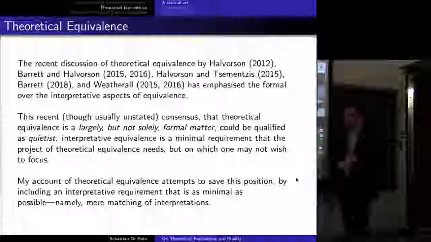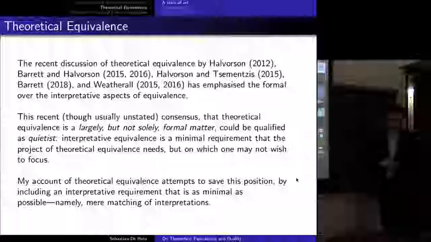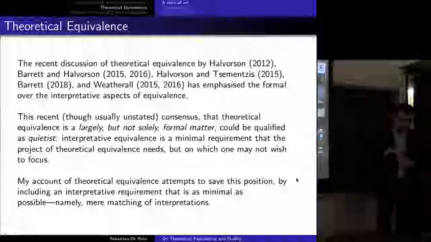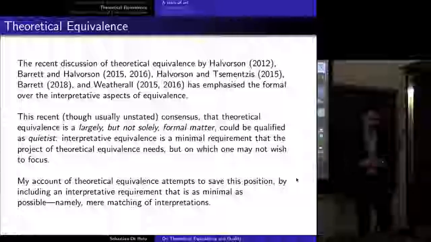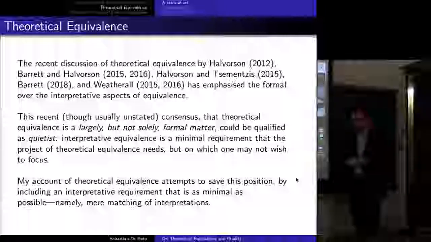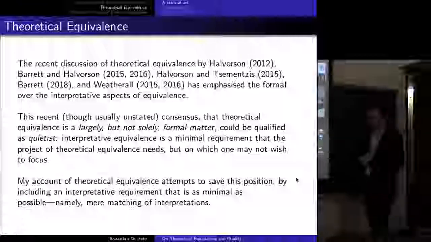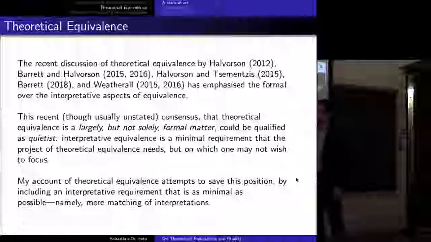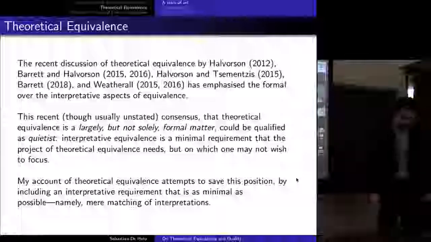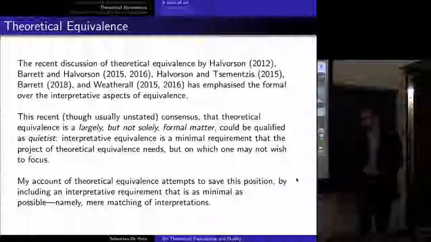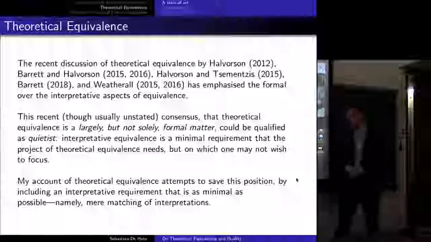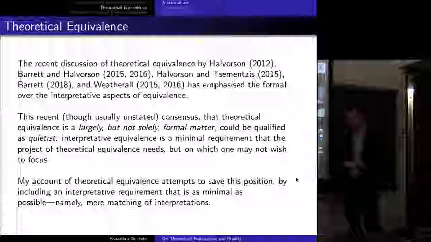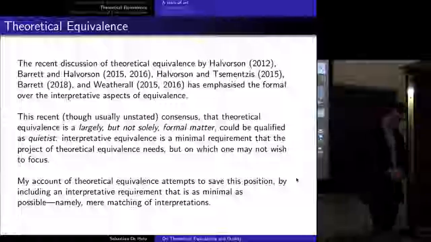So this recent, though usually unstated, consensus that theoretical equivalence is largely formal could qualify as a quietist position, where interpretative equivalence is a minimal requirement that is in the background. The project of theoretical equivalence needs some kind of interpretive requirement, but we are mostly interested in the formal equivalence. So this literature is basically looking for formal accounts of equivalence, and there are different proposals for that. My account of theoretical equivalence attempts to save this position by including an interpretive requirement that is as minimal as possible. Namely, it will be a mere matching of interpretations.